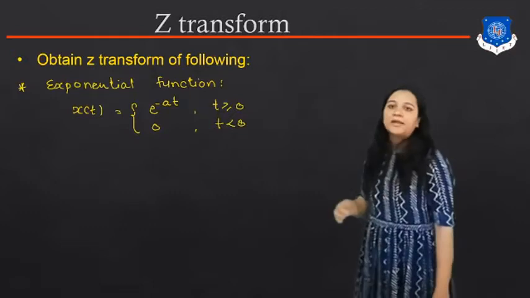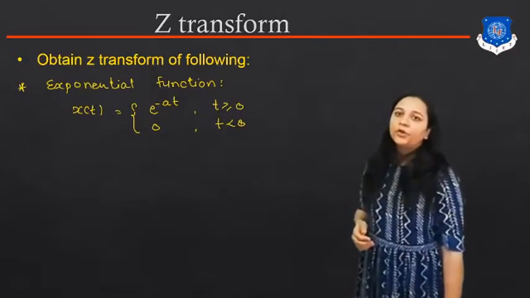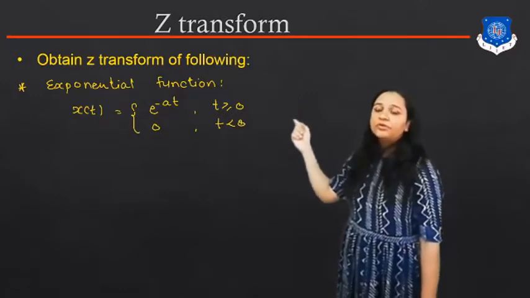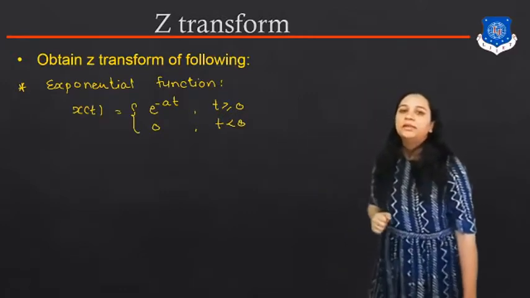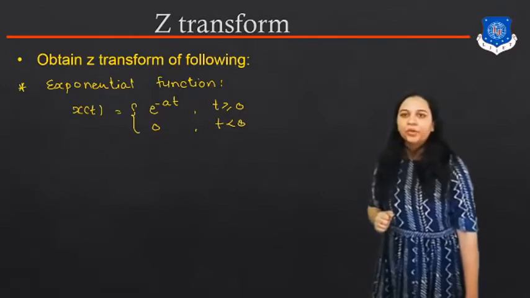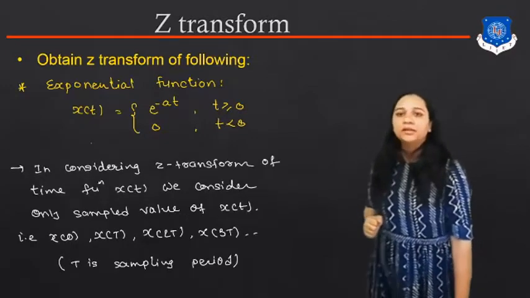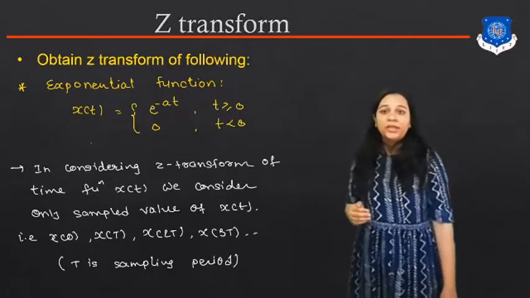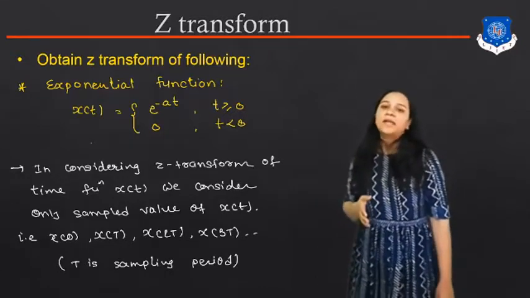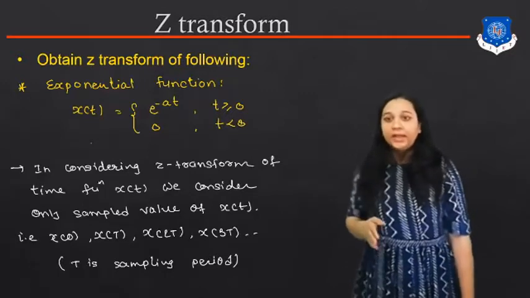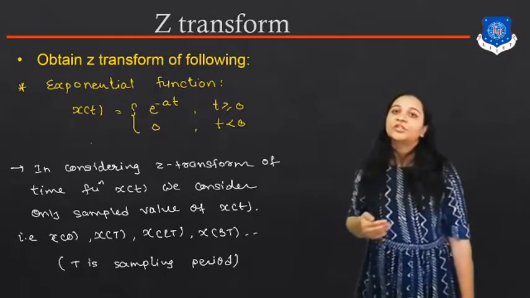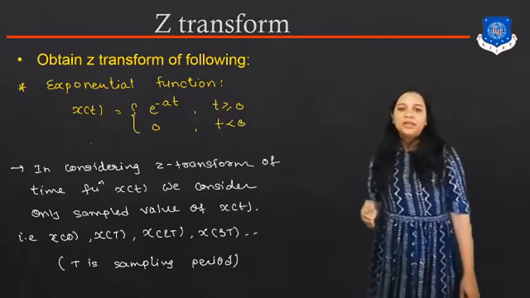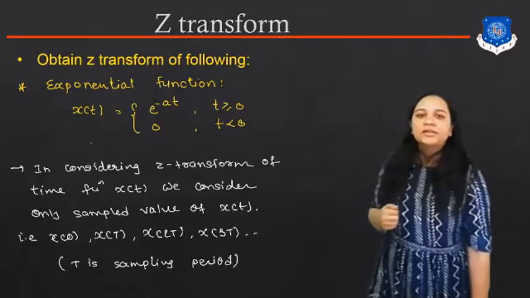Now the next one is obtain the z transform of the following and we have to deal with the exponential function x of t that is equal to e raised to minus at where t is greater than or equal to 0 and it is 0 when t is less than 0. Okay, so for that, in considering the z transform of the time function x of t, we consider only the sample values of x of t. That means x of 0, x of T, x of 2T, x of 3T. Where T, as you know, is our sampling period.